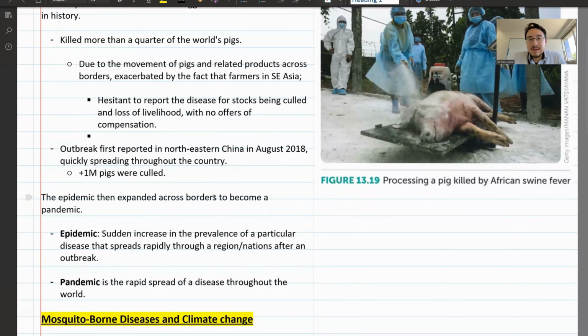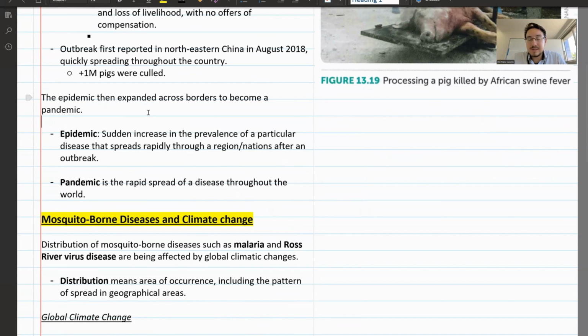In terms of pork, right? So related concepts to what we're familiar with is an epidemic, which was being expanded through borders, essentially becoming a pandemic. An epidemic is a sudden increase in cases, in the prevalence of a particular disease in a certain region or in a nation, following an outbreak. So an outbreak is that initial occurrence that is happening.